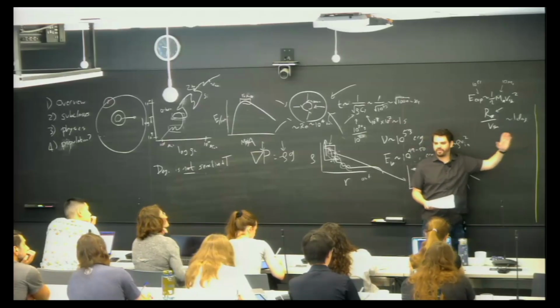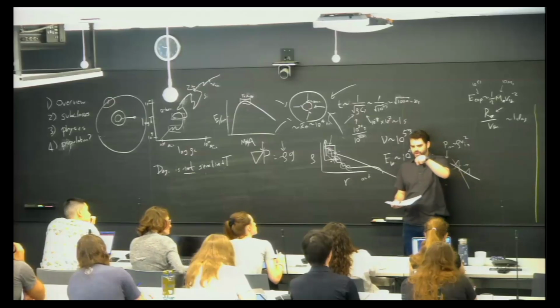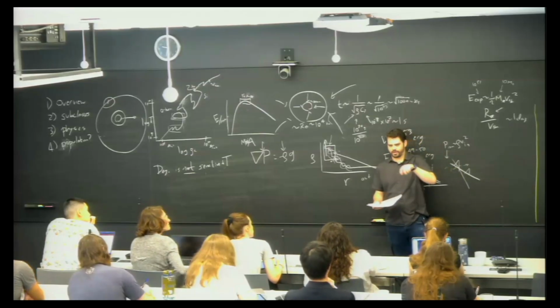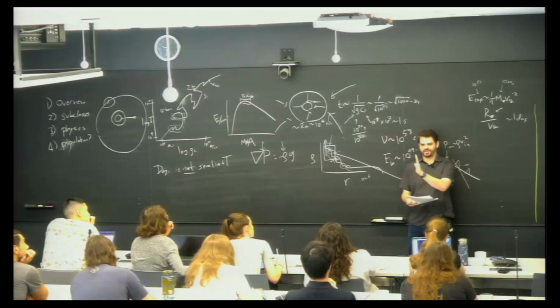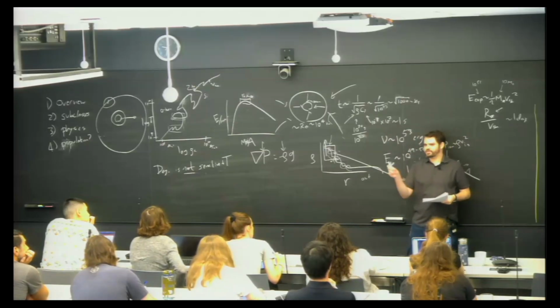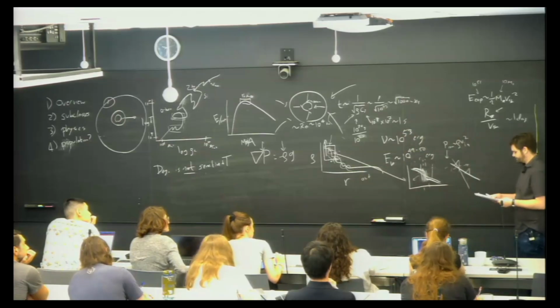When I say shock breakout, I mean the shock reaches a depth in the star where photons can diffuse ahead of the shock. Because the shock has a finite velocity, and the photons are trying to diffuse out. I'll come back to that towards the end.